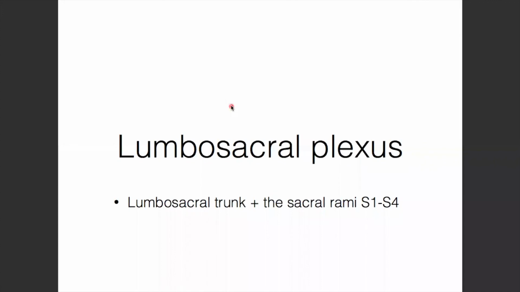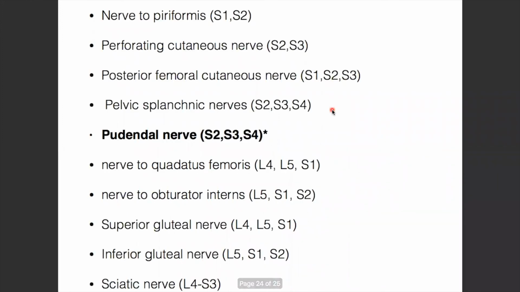Okay? So the lumbosacral plexus has these nerves, and there are a lot of them, I know, but the most important one, and the one that I would say you have to memorize, is the pudendal nerve, which is S2, S3, S4. That's the most important one. The rest you can try your best. The nerve to piriformis, which is S1 and S2, supplies the piriformis muscle. The perforating cutaneous nerve, which is S2 and S3. The posterior femoral cutaneous nerve, S1, S2, S3. The pelvic splanchnic nerves, which are S2, S3, S4. The pudendal nerve, which is the very important one, here S2, S3, S4, and its function is that it supplies the perineum.